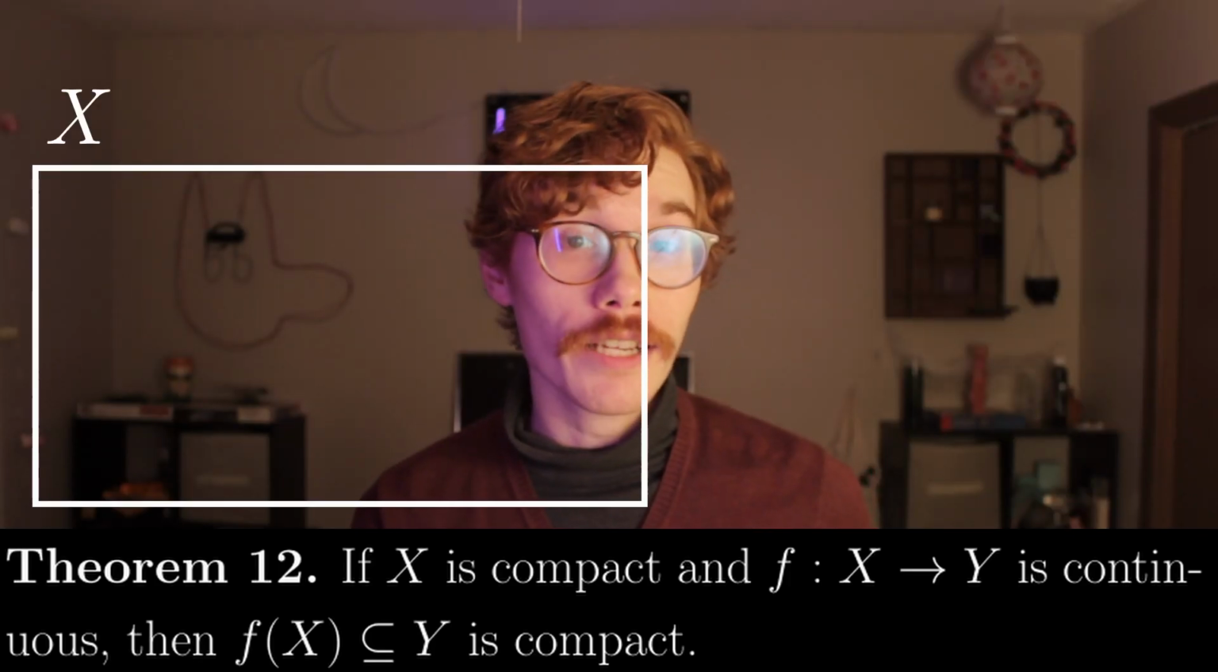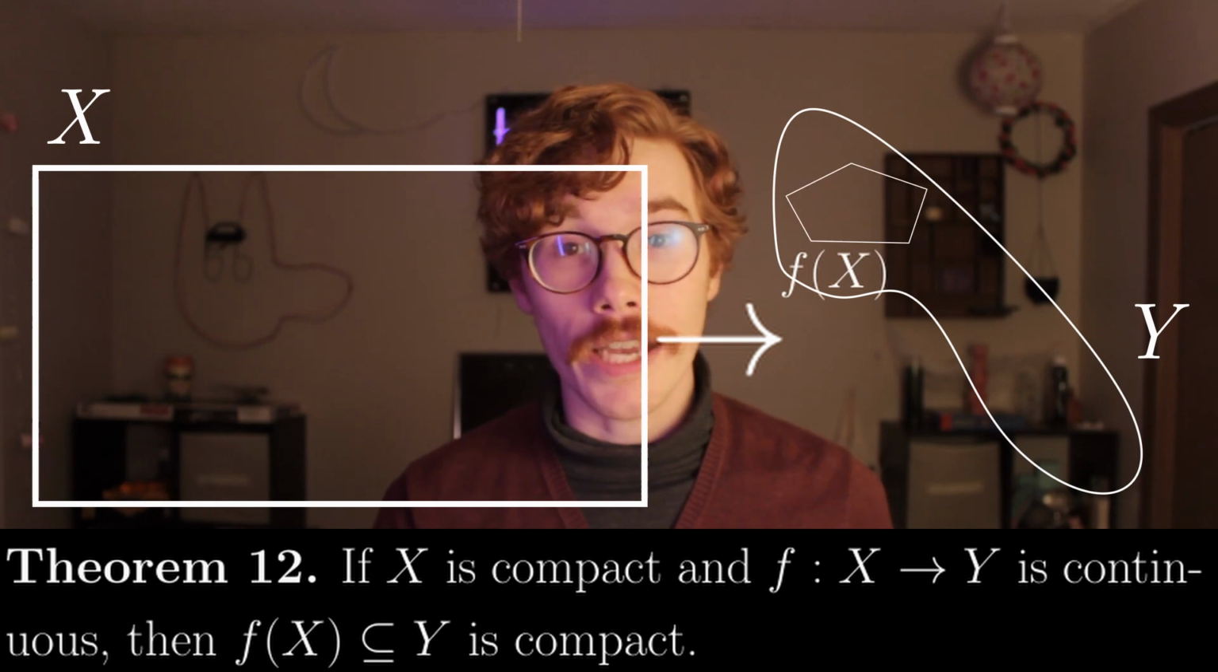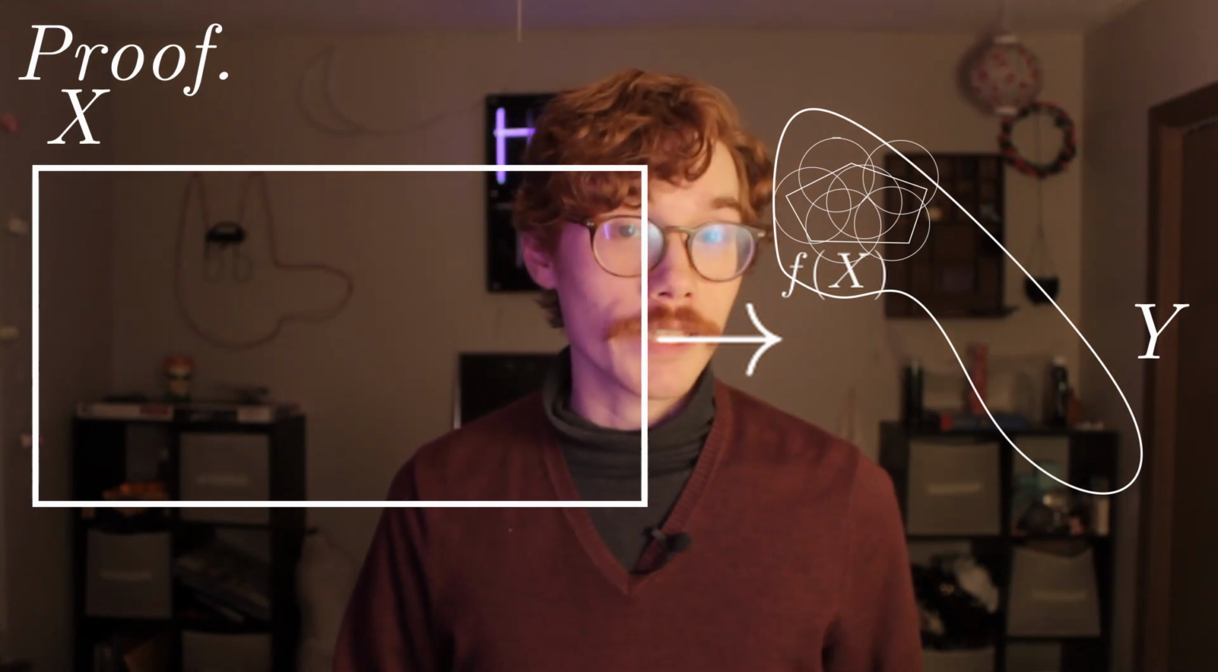If X is compact, and f from X to Y is continuous, then f of X living inside of Y is also compact. Easy peasy. Cover f of X by some cover A. Pull the cover back to X. X is compact, so there is a finite subcover. Push forward the finite subcover back to f of X. The end.